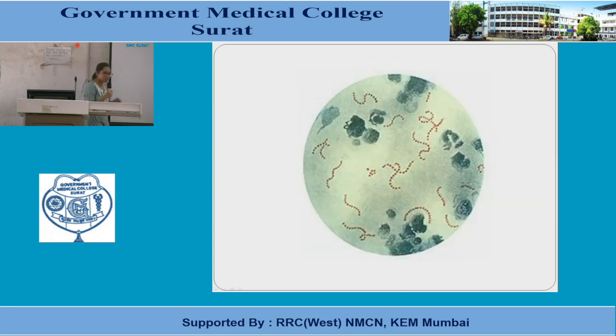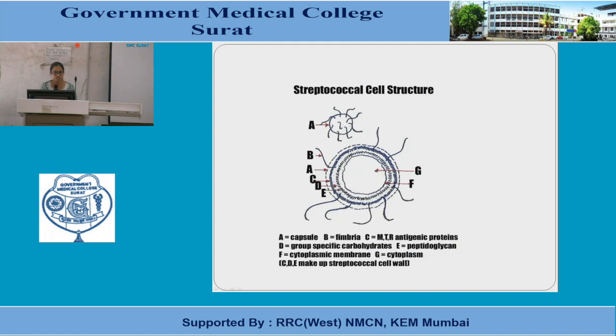This image shows the streptococci structure. It is a gram-positive cocci. This is the structure of the streptococci. A is the capsule, B fimbria, C M protein antigen, D group specific carbohydrate, E peptidoglycans, F cytoplasmic membrane, and G cytoplasm. Now, due to the antigenic similarity of this structure with human connective tissue, the antibody produced against this structure will cross-react with the human connective tissue and give rise to signs and symptoms.